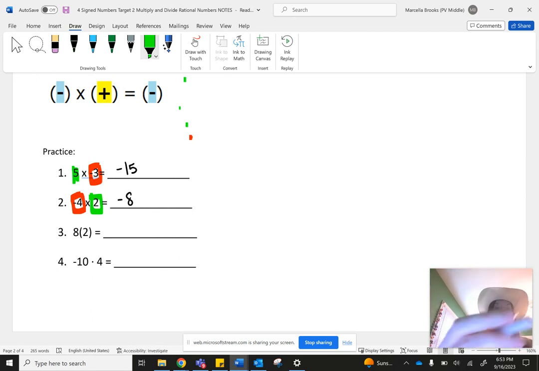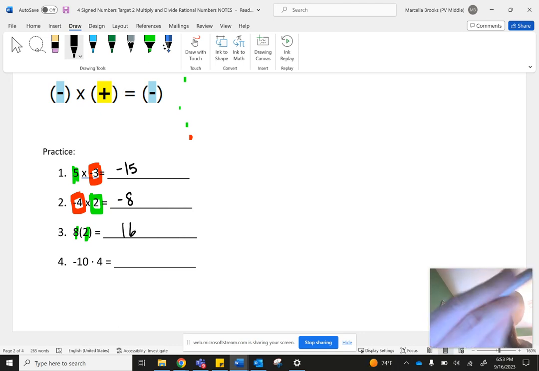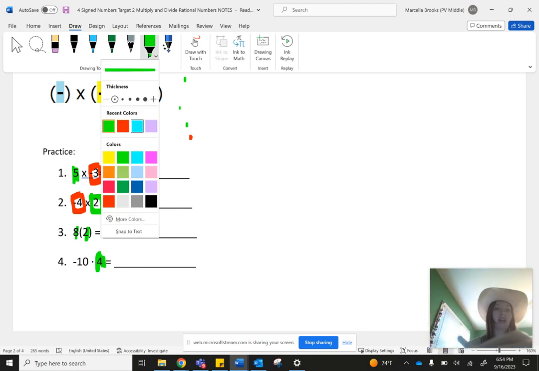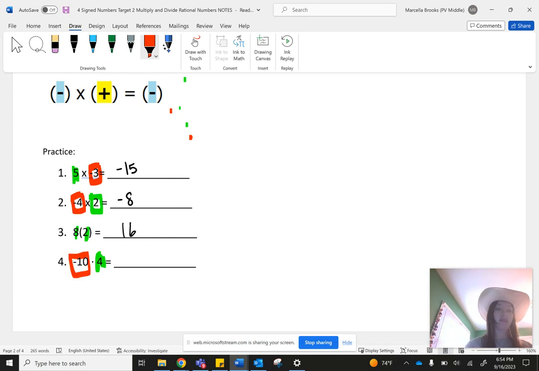Next one is a positive and a positive. Positive, positive. Remember when there's no sign in between the two numbers, it's just parentheses. That means multiplication. So 8 times 2 is just going to be 16, positive 16. The next one, we have a positive and a negative. So negative 10 times positive 4 is going to be negative 40.